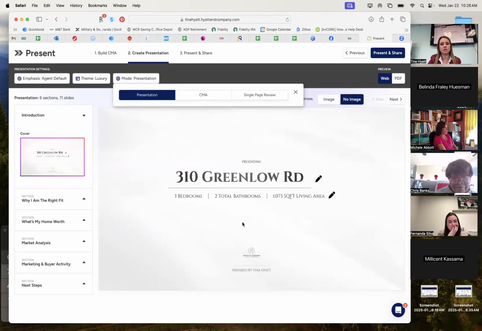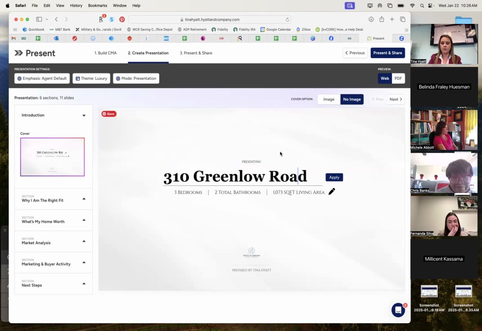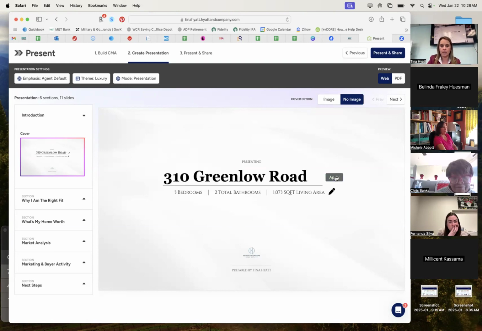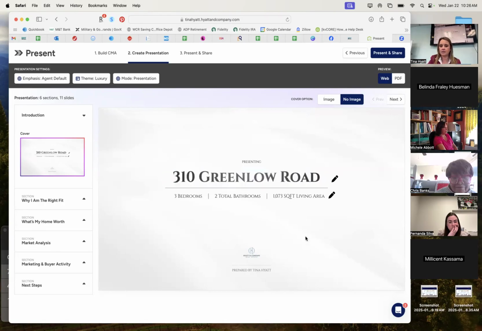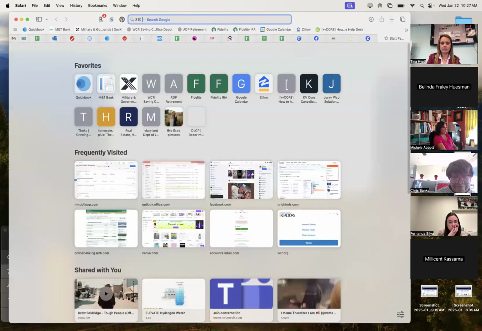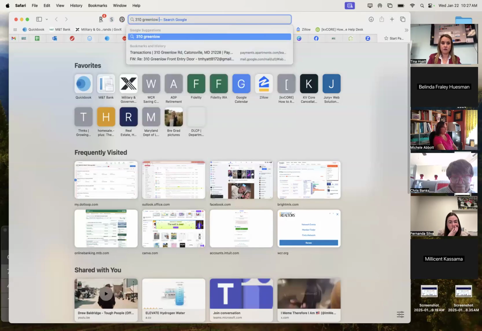If I go to presentation though, I'm just going to show you guys the presentation. I can edit what each of these look like. So for example, maybe I don't want RD, I want it to actually say road. When I click on the pencil, it lets me change that text and then I can hit apply. I can change these details below if I wanted to. I can even change it to add an image. If I want to add a photo of that specific property, I can do that. And it's as simple as Googling the street address.